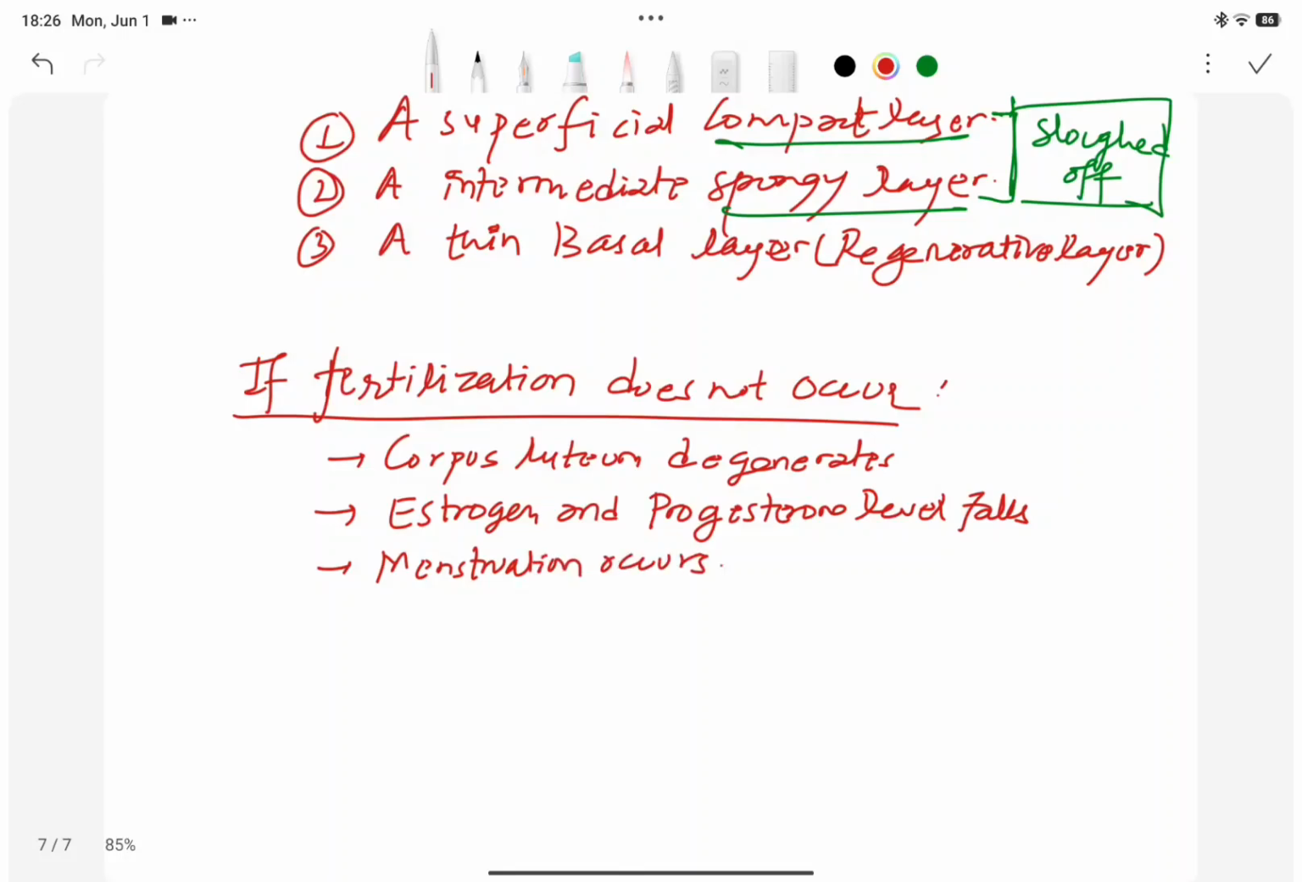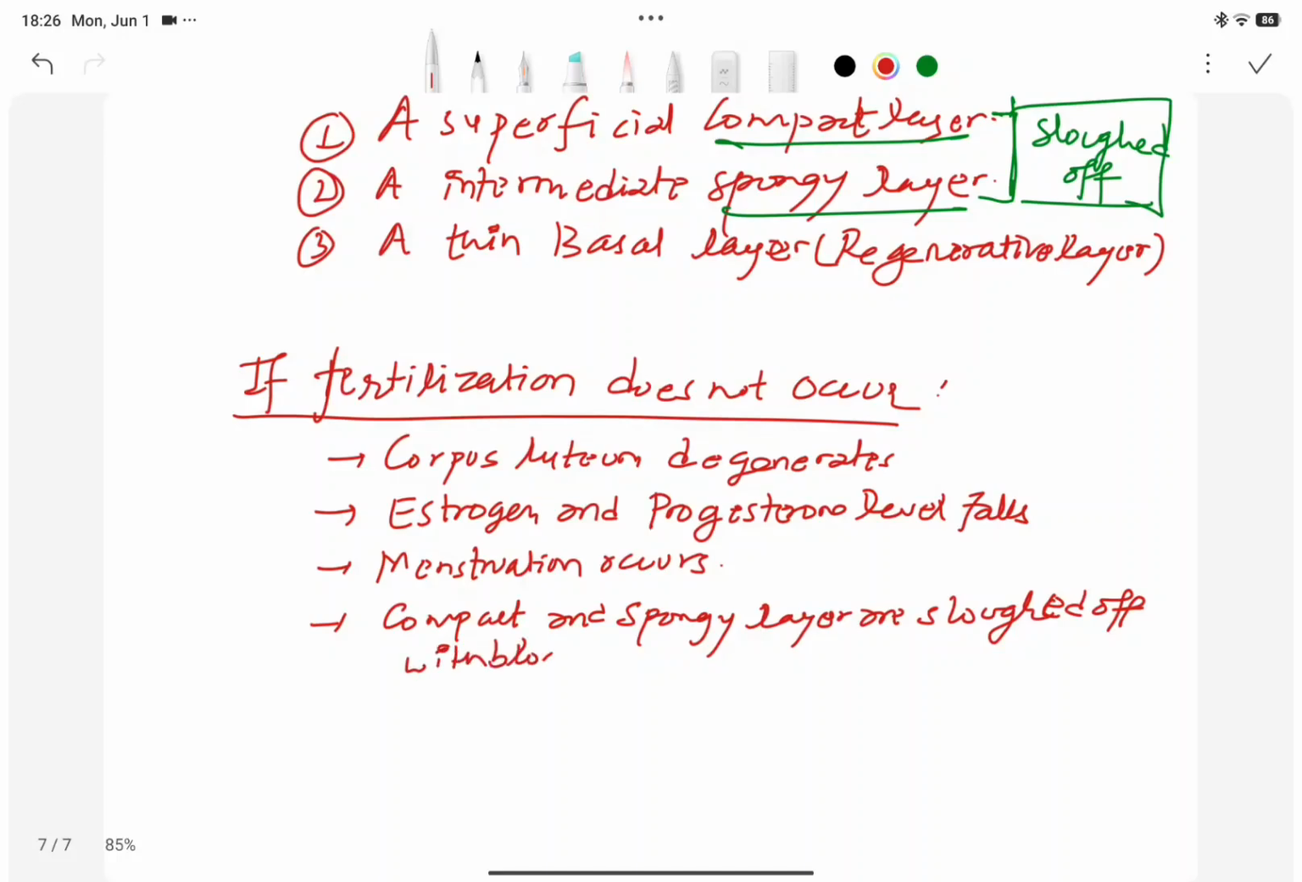The compact and spongy layers are sloughed off with blood of approximately 50 ml.